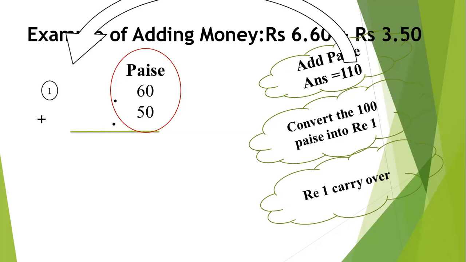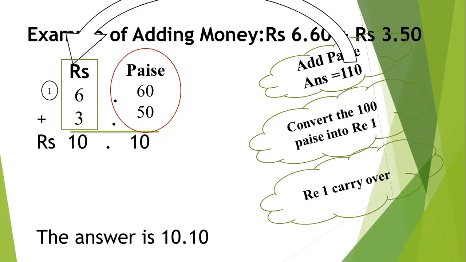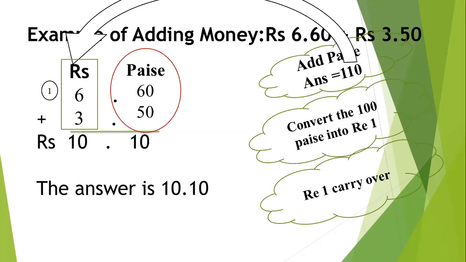Now we will follow step 2, add rupees. 6 plus 1 is 7, 7 plus 3 is 10. So here we have got the answer, 10 rupees 10 paisa.